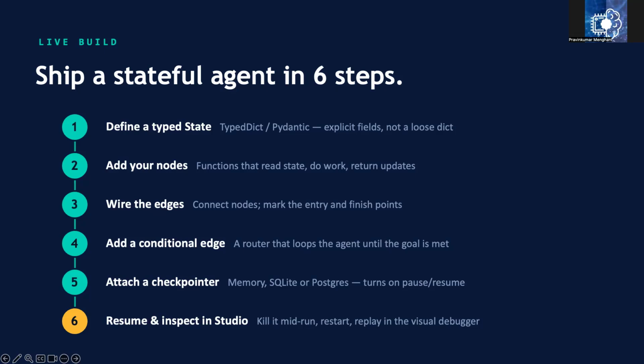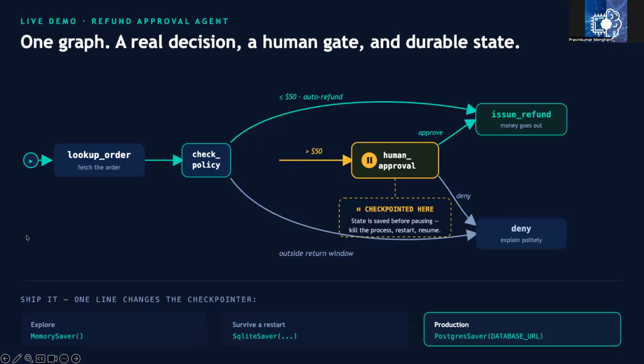Everything we discussed so far sounds powerful in theory. Now let's see how surprisingly little code it takes to build resilient AI workflows. And this is what we are going to build today. We are going to build this one graph, which is a real decision-making system, where we are also going to incorporate the human gate, which is going to survive any kind of failure scenarios, and which maintains durable state.